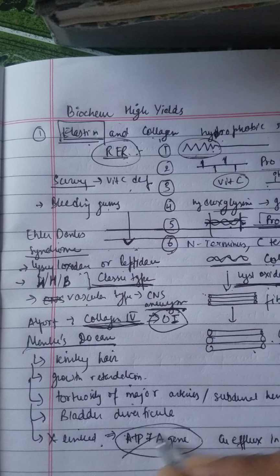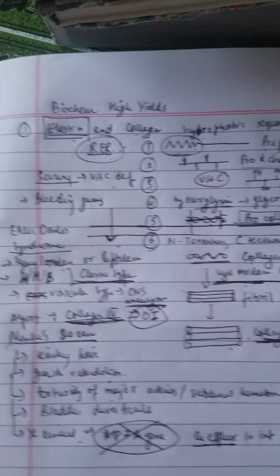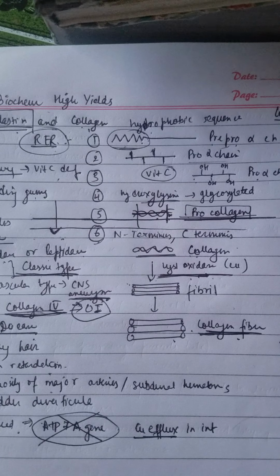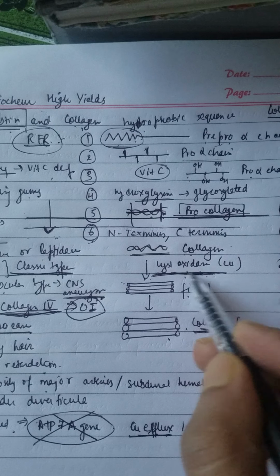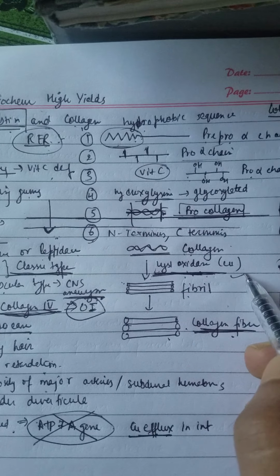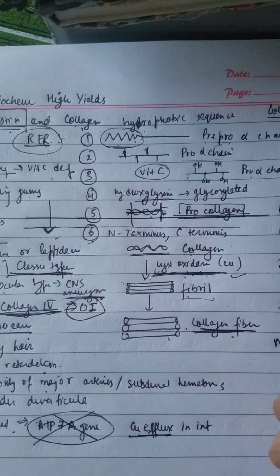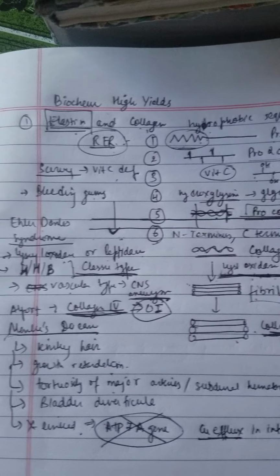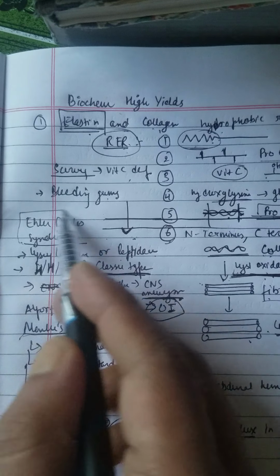So after the defect of this gene, the copper absorption from the intestine is reduced, and as a result, different enzymes requiring copper become defective. An important reaction occurring in fibril formation is lysyl oxidase, which requires copper. So as a result, collagen fibril formation is defective and will share similar features to Ehlers-Danlos syndrome.